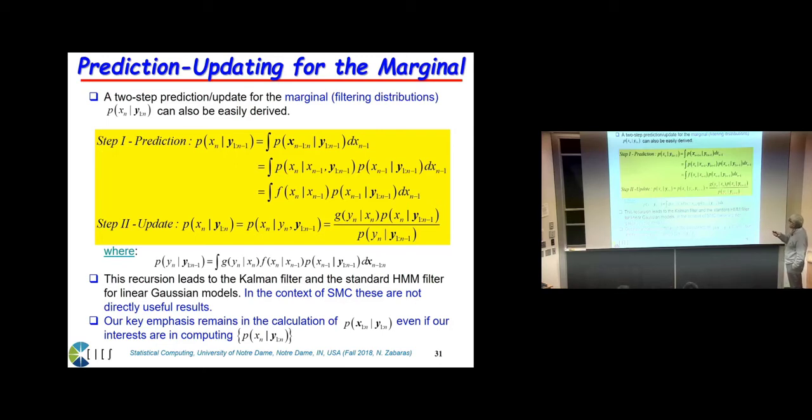You can show that predicting what your next observation will be, if you know the observations up to n minus 1, involves a recursion again. This is the previous filtering distribution times the transition model times the observation model, and you integrate the states x_{n-1} out.